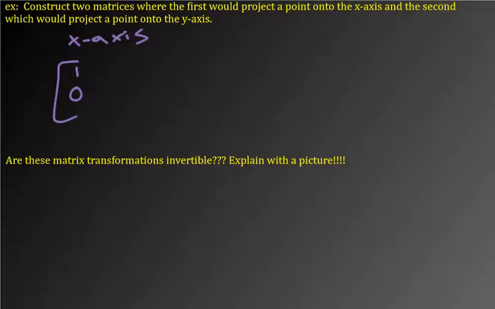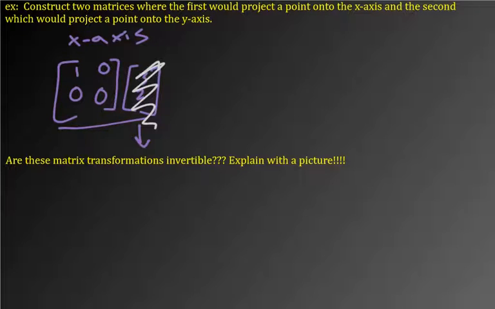So i hat will basically go to i hat, but then things that have a y component, like j hat, are going to get smushed down to 0, right? And that would actually do it. If you multiply this by a random vector like 3, 2, you would actually see that this thing projects 3, 2 down to the x-axis.